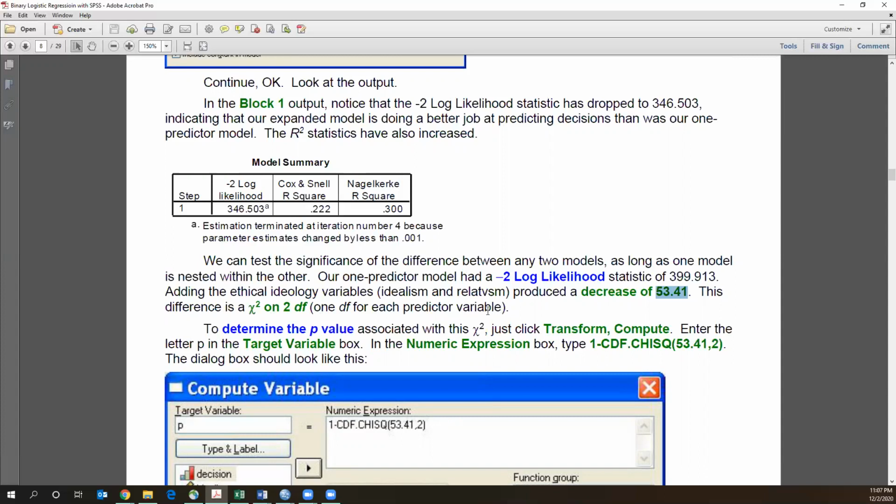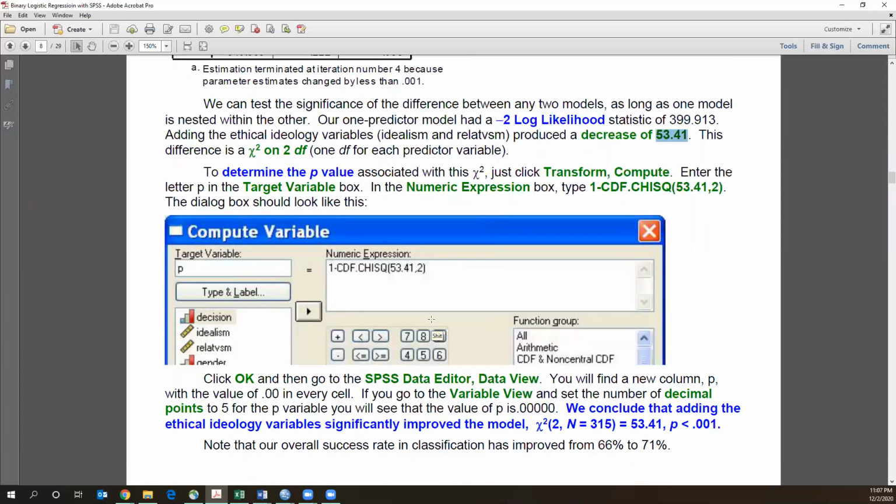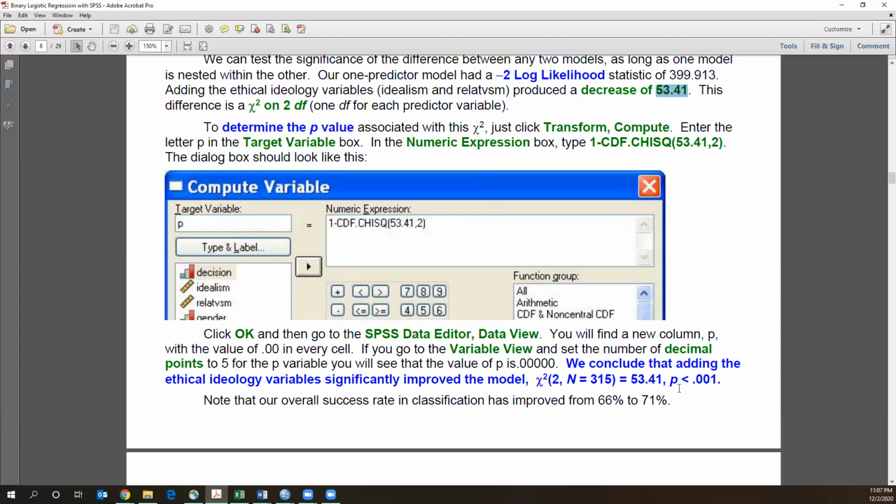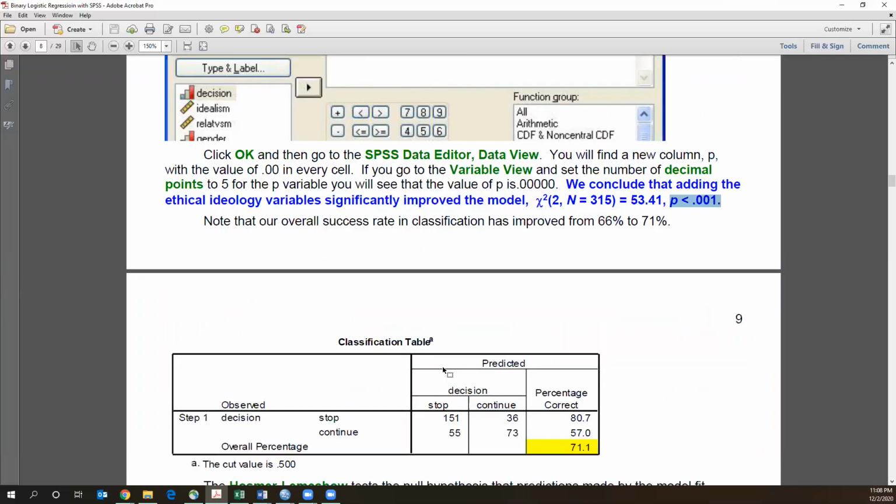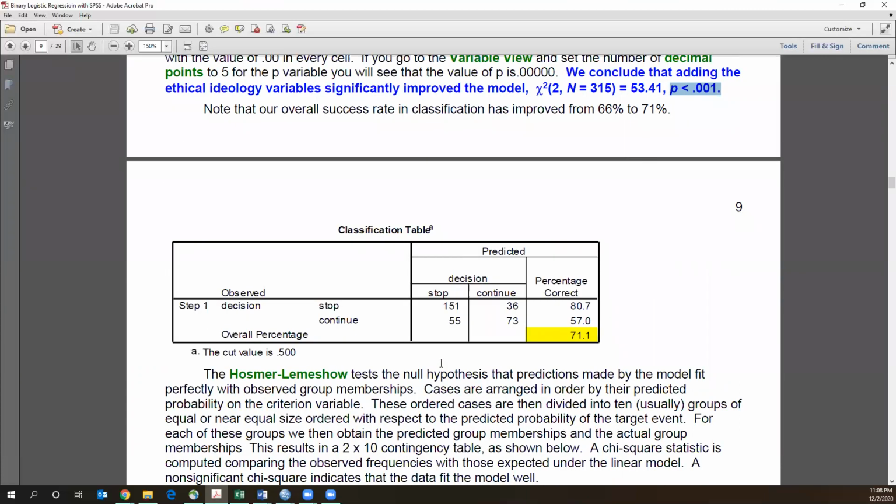So we have the predictor variable of gender, and we have the predictor variable of the type of personality a person has. I calculate all that. It's going to tell us we need a p-value of less than 0.001. So that tells us that chi-square is significant. There's a significant ability to predict using gender, idealism, and relativism when I'm trying to predict accurately who's going to stop the research and who's going to continue the research.